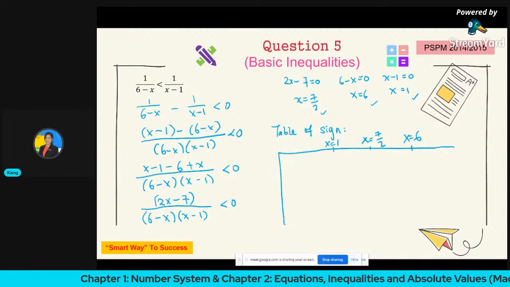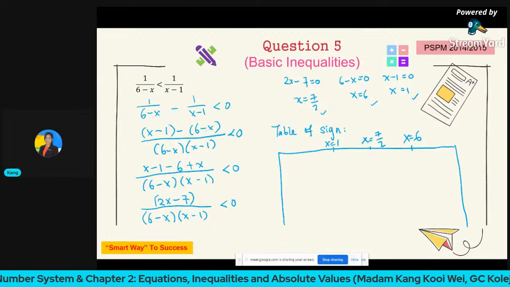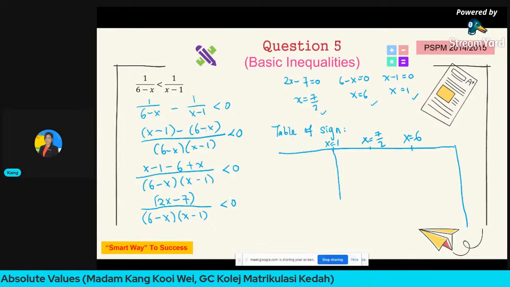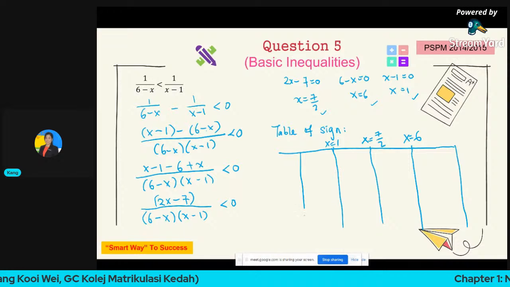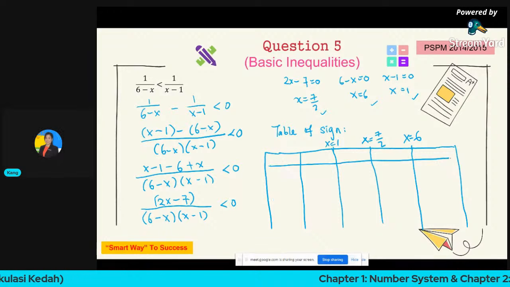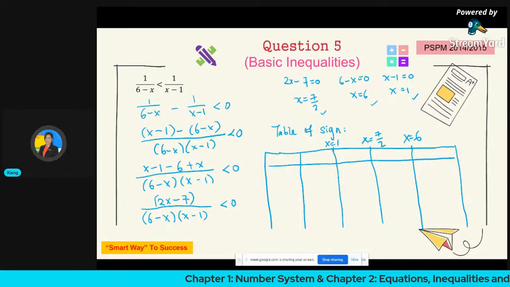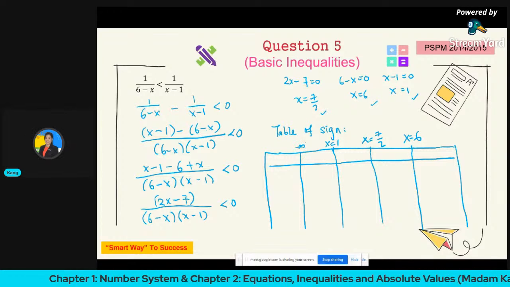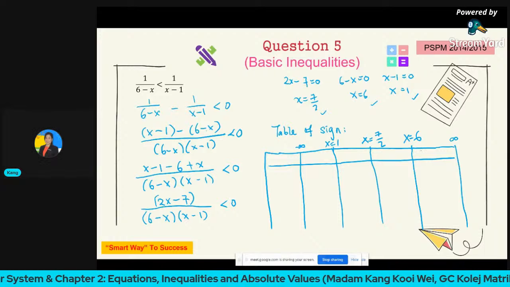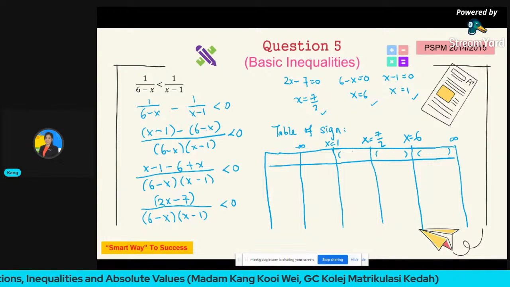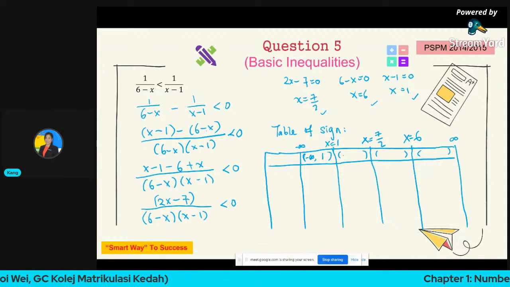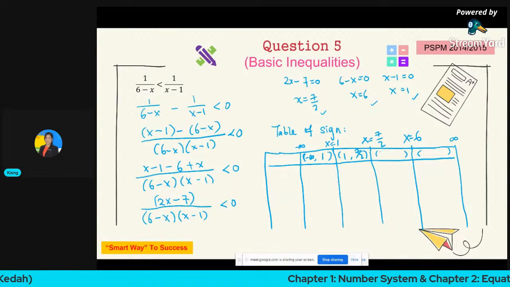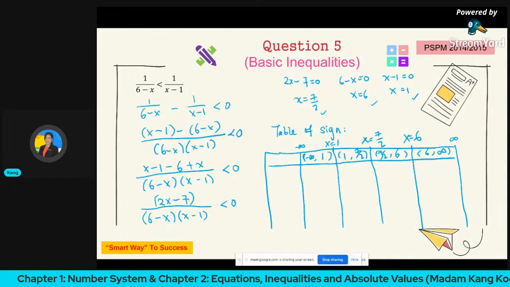Okay, so now we combine them to become a table. We form a table. This is the way how we form the table of sign. Then this one, we need to write down the interval. This one is the negative infinity. This one is the positive infinity. Then here, for the first column here, we all put the open bracket. So from negative infinity until 1, then 1 until 7 over 2. Then 7 over 2 until 6. Very ugly, yeah? Then 6 until positive infinity.